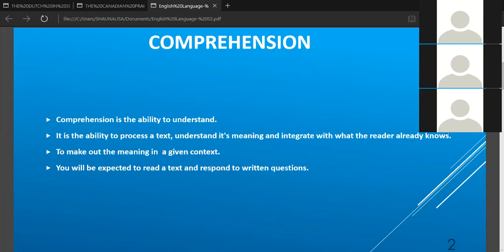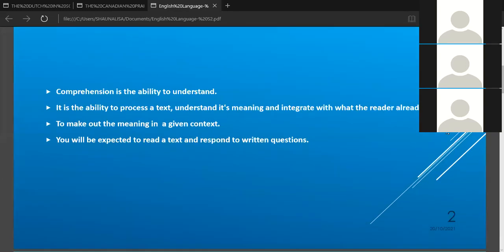So comprehension goes beyond the mere reading. We read, place everything in context, look at our questions, and give the appropriate answers. It is very important. I'll ask Shona to give us the next slide.